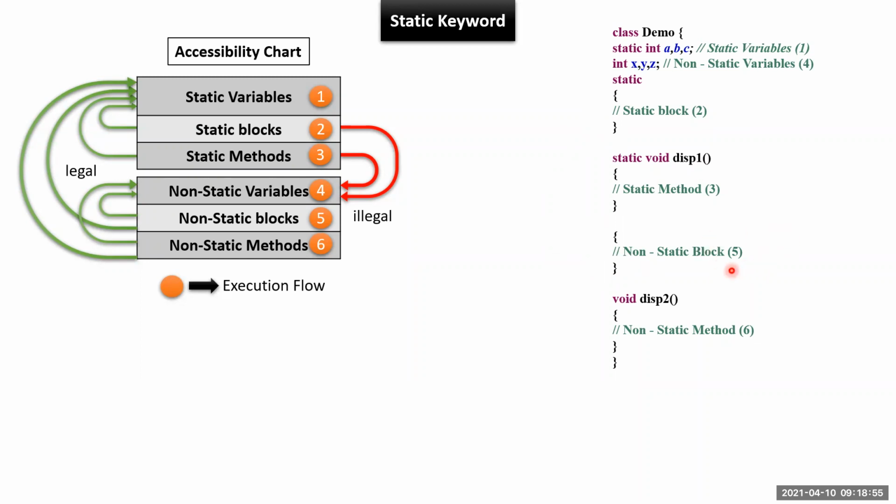It's the 5th element which will execute. Then there is a non-static method, void display 2, so that it executes at the 6th position. So this is how it will look if you write or add all the 6 elements in the program.